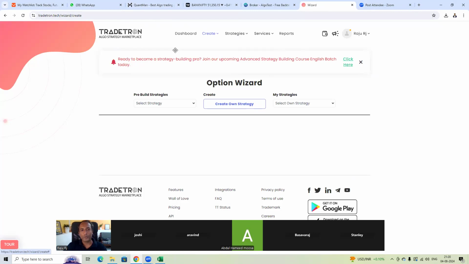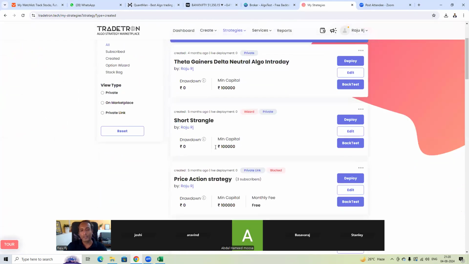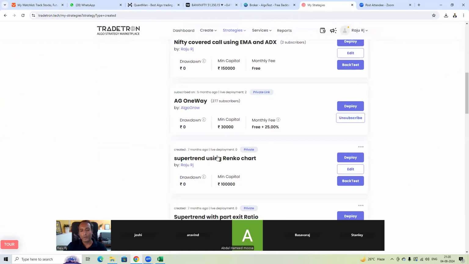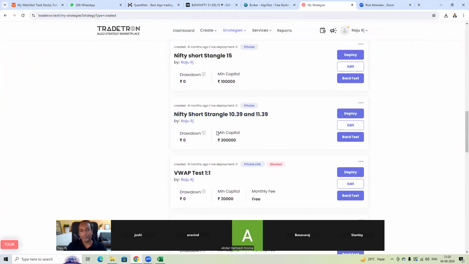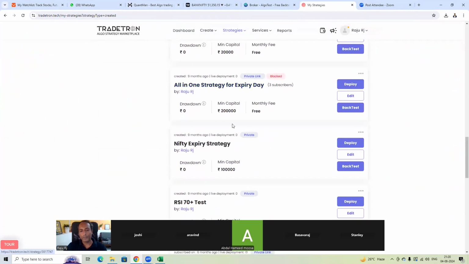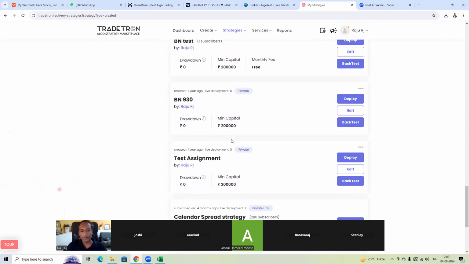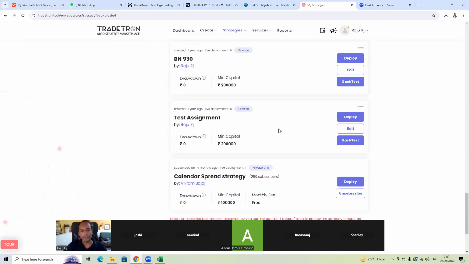I will show you how you can build your strategy. There are many strategies which I have: theta gainer, delta neutral, algo strategy, short strangle, price action, Nifty covered call, supertrend using indicator, and Nifty short strangle with VWAP strategy. All these strategies I can share if anyone wants them in Tradetron. Let me know. Calendar spread is something different.